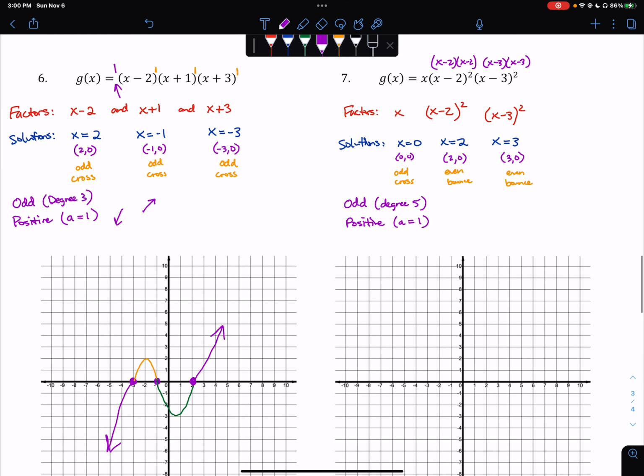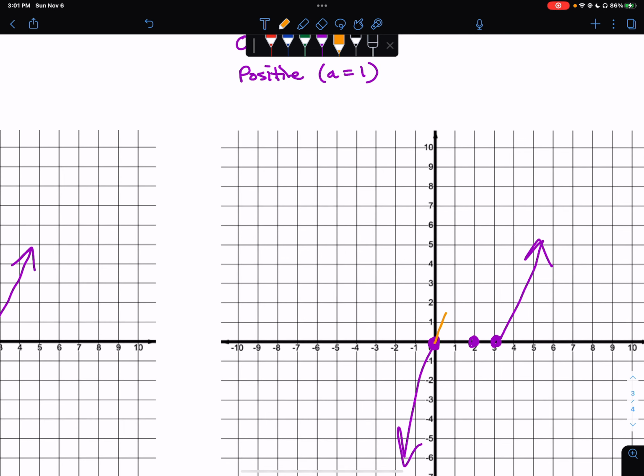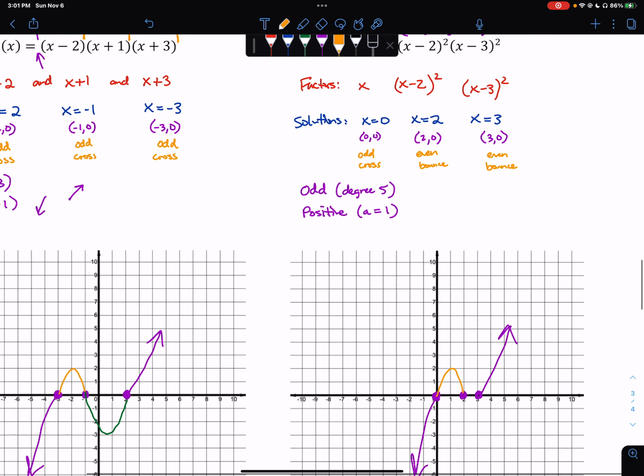So to graph this, we have 0, 0, 2, 0, and 3, 0. Our right needs to go up because it's positive. Odd opposite, so the left one needs to go down. And in this case, we'll start with the left. So 0 says to cross. So we're going to go ahead and cross, but we got to come back down to 2. At 2, it says we need to bounce.